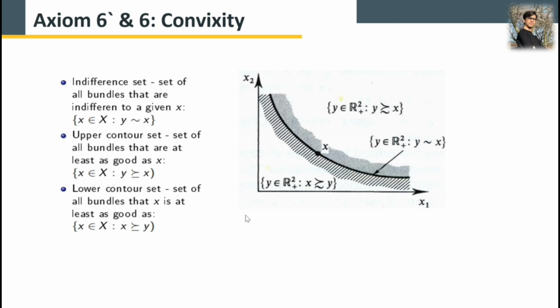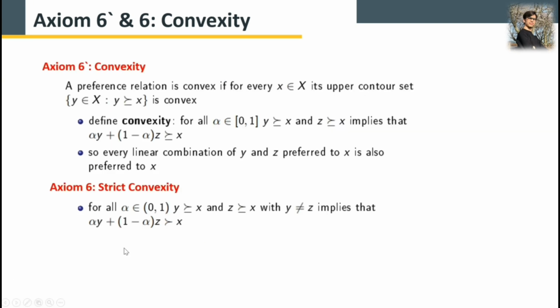So now let me define the concepts of convexity and strict convexity, which are the two axioms here. Axiom 6 bar, which is convexity: a preference relation on consumption set is convex if for every X in consumption set capital X, the upper contour set is convex. Now you know what upper contour set is, so I don't need to repeat it again.